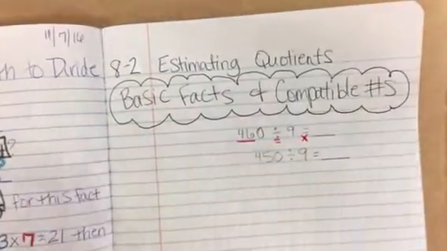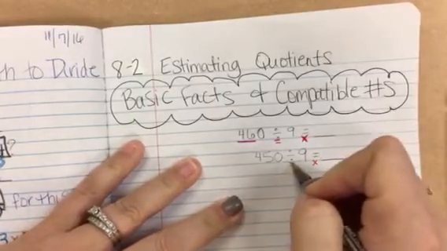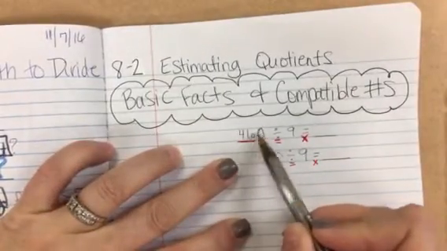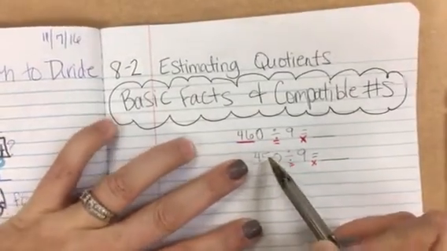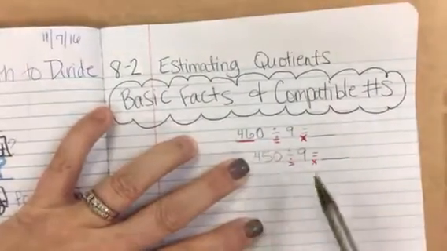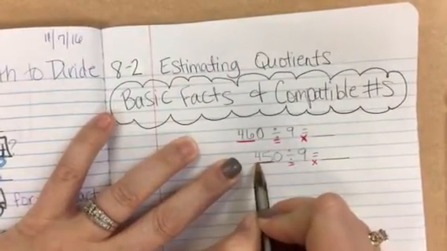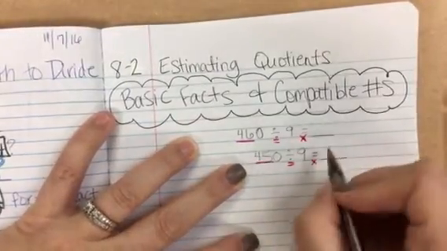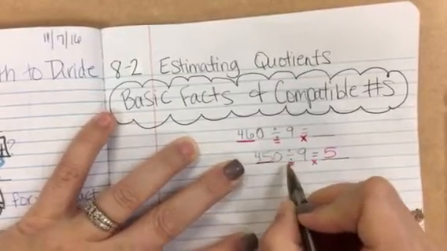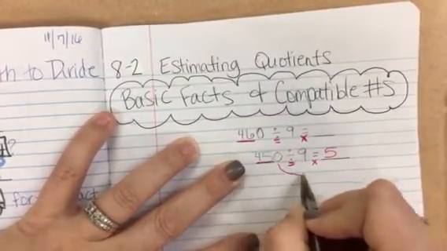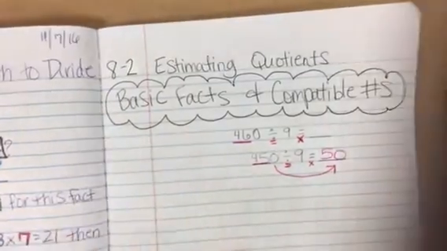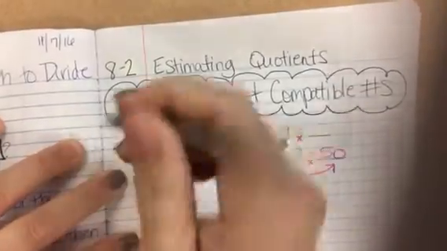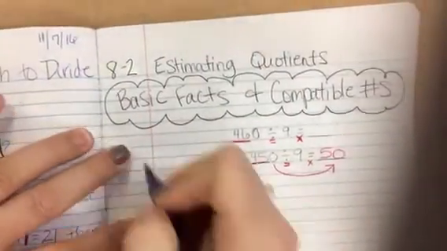However, I could change it or use a compatible number. I wouldn't use rounding here because 460 wouldn't go back down to 450. But in this situation, a compatible number would be 45 because I know that 5 times 9 equals 45. So then I would take this over and it would be my 0.